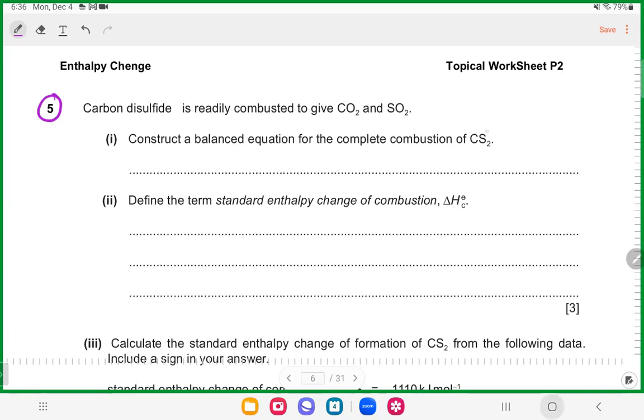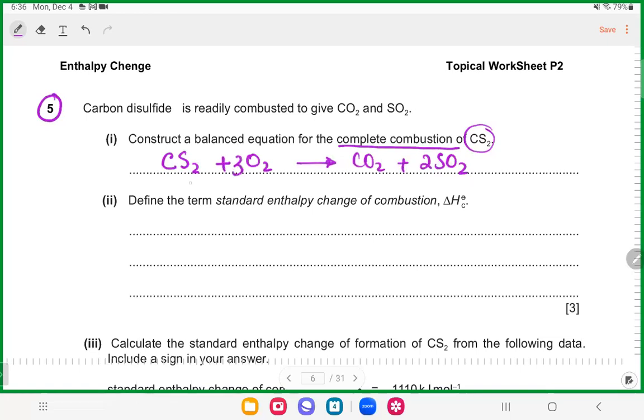Carbon disulfide, and they're asking about the balanced equation for the complete combustion of CS2. So CS2 plus O2, what should be the product? It's already given, carbon dioxide and sulfur dioxide. So 2 sulfur, so 2 SO2. 2 plus 4, 6. So यहाँ पे लगा दिया 3. Now this is the balanced equation.